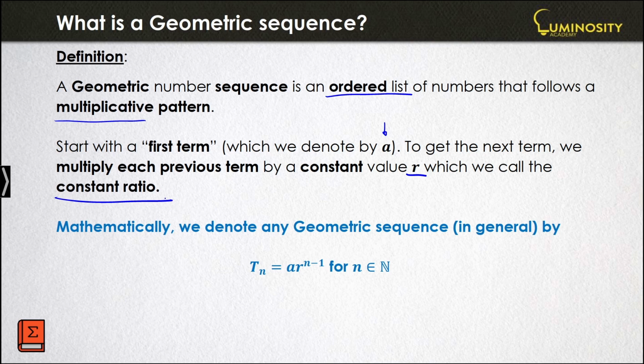Mathematically, we denote any geometric sequence in general by this formula. T sub n equals a, which is your first term, times r, which is your constant ratio, raised to the power n minus 1, for all natural numbers n. But where does this formula come from? Let's have a look.